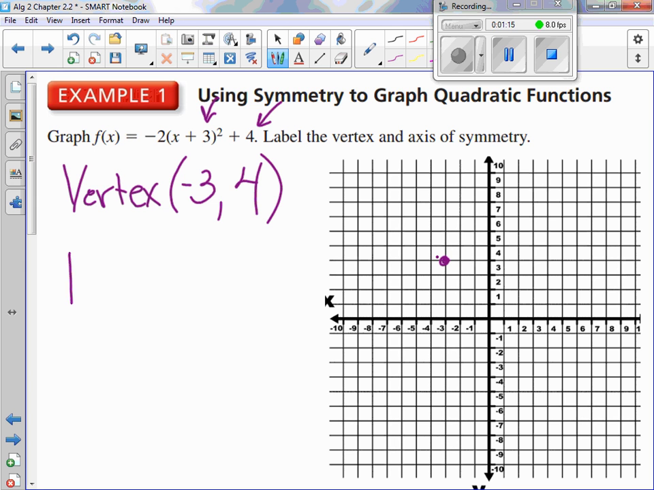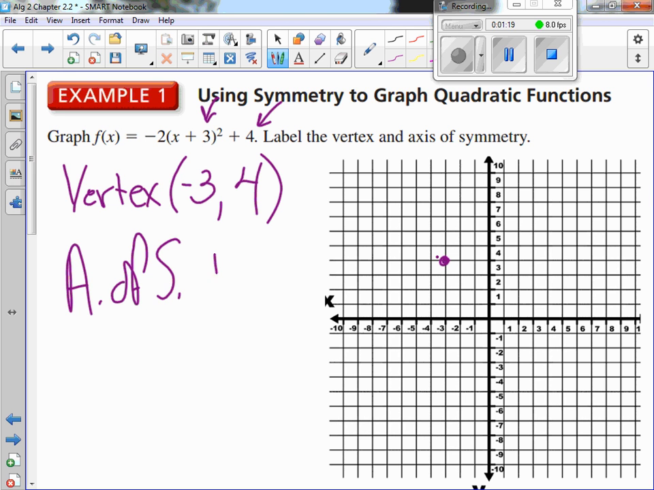Now, the axis of symmetry, x is equal to h. I will abbreviate it when I'm writing it out. I didn't abbreviate it on the note sheet; I went on and typed it. But I'll abbreviate it A of S, axis of symmetry, is x equals h. Well, we know the value of h. It's negative 3. And it just goes straight through the vertex.